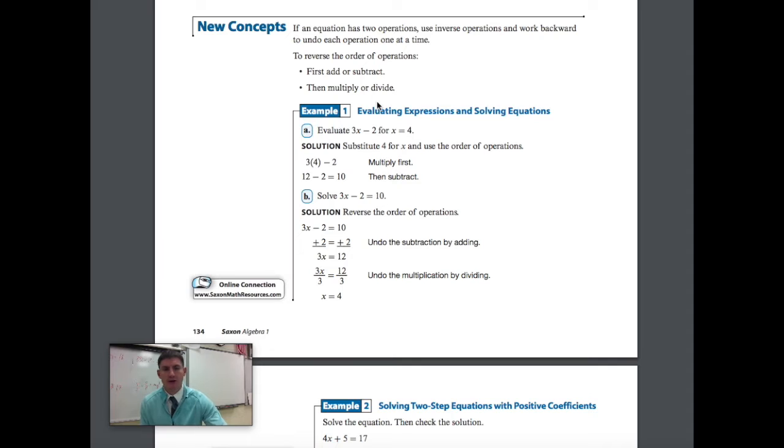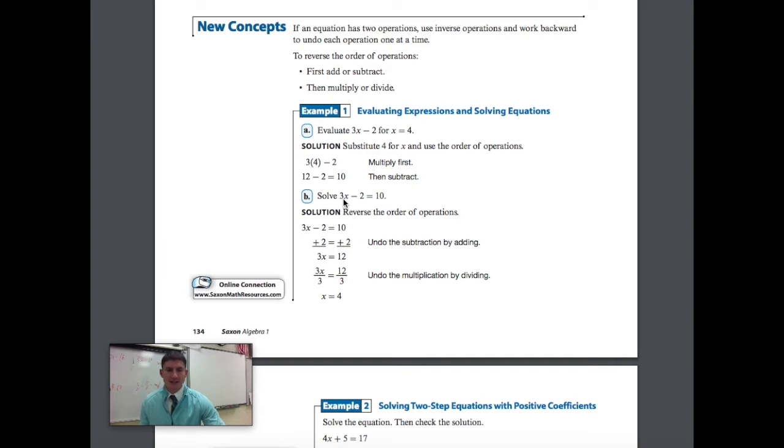Take a look at example 1 here. It says evaluate the expression and solve the equation. You've got 3x minus 2 for x equals 4. Here you're going to evaluate, which means plug in that value. So the 4 goes in for the x and turns into 3 times 4 minus 2. Well, 3 times 4 is multiplied first in our order of operations. You get 12. 12 minus 2 is 10.